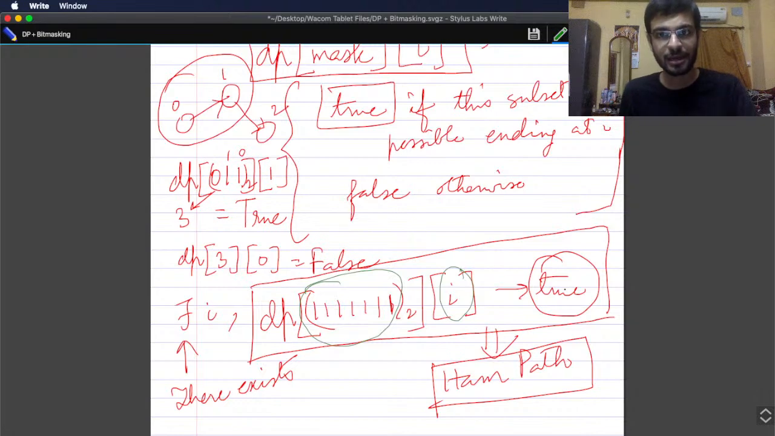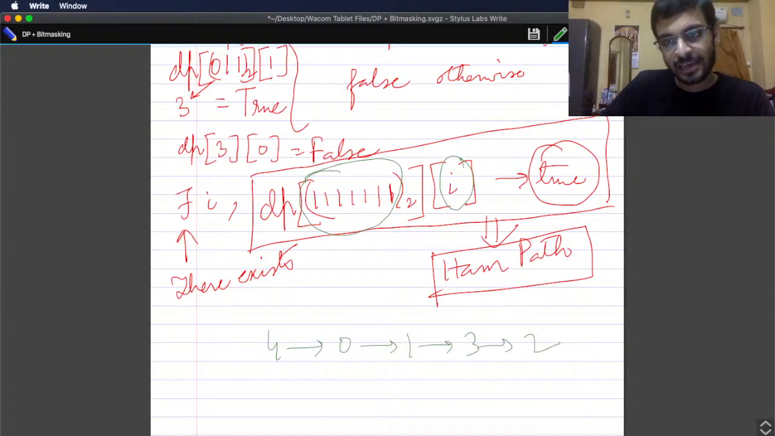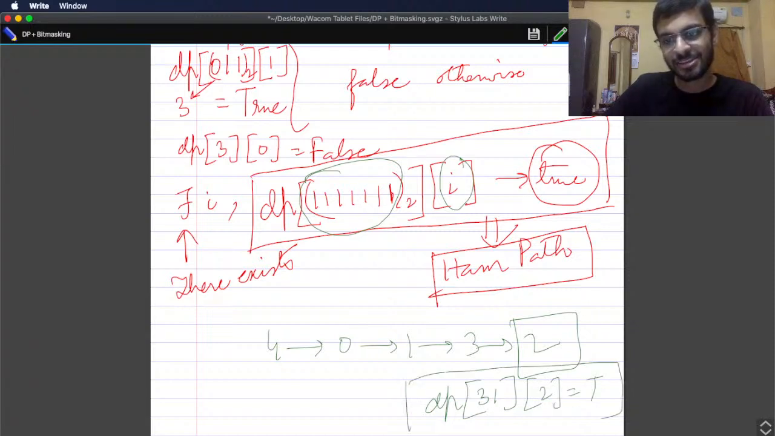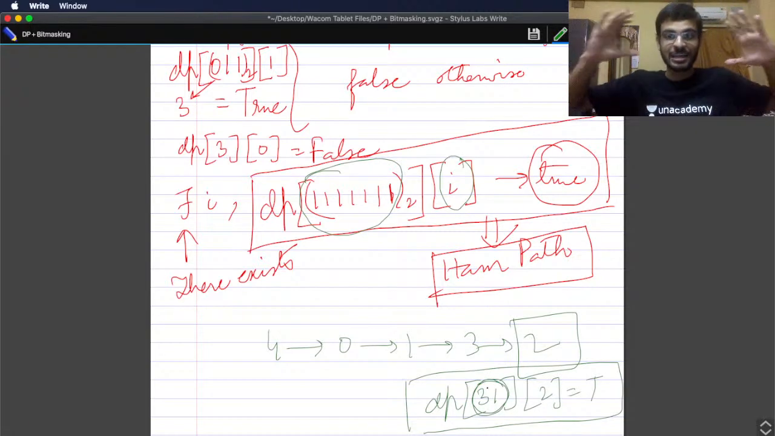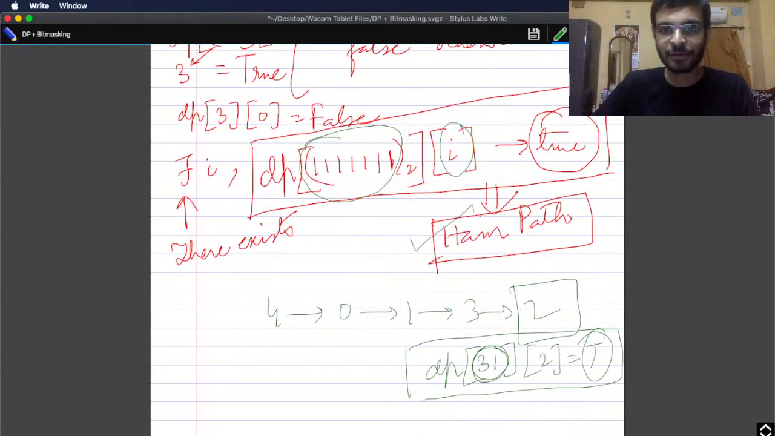Yes, I can say. Suppose there is a Ham path from 4 to 0 to 1 to 3 to 2. I can say that DP of 31, 2 is going to return me true. I can say that there is a Ham path which includes everything. This is the bit mask which represents the entire set. I can say that yes, there is a path which ends at 2. So it will give me true. So I can just say that if any one of them is true, I can find this Ham path.